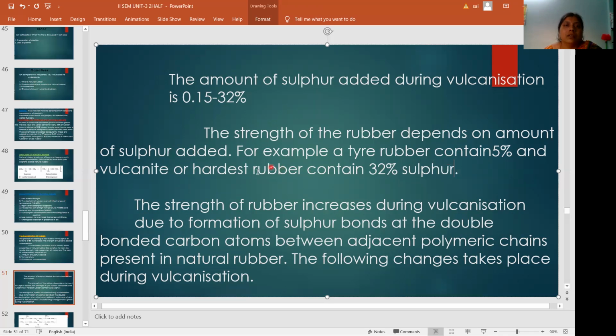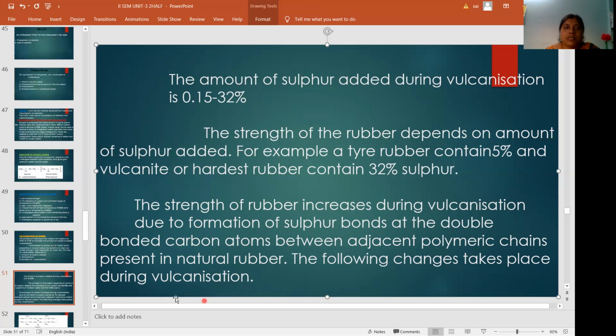Okay. So hardest rubber means 32% sulfur will be there. Generally, tire rubber has only 5% sulfur. Then the strength of rubber increases during vulcanization due to formation of sulfur bonds at the double bonded carbon atoms between adjacent polymeric chains present in natural rubber.